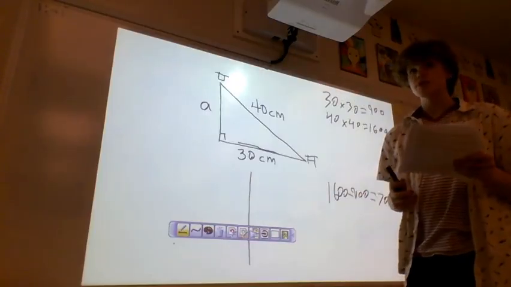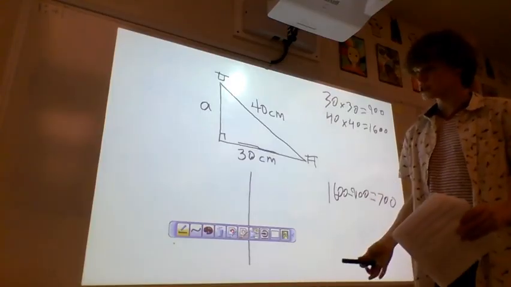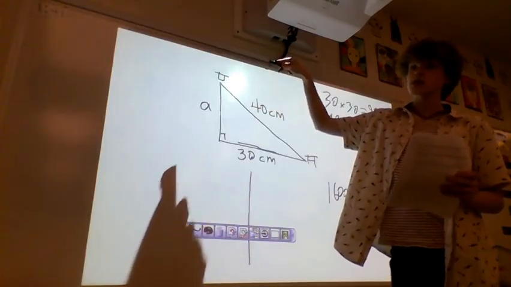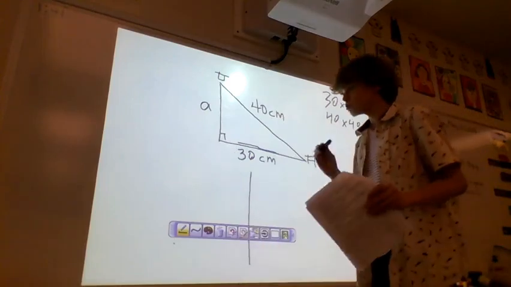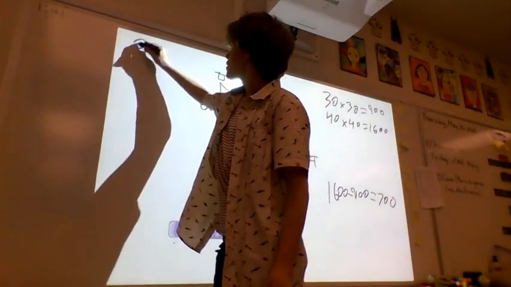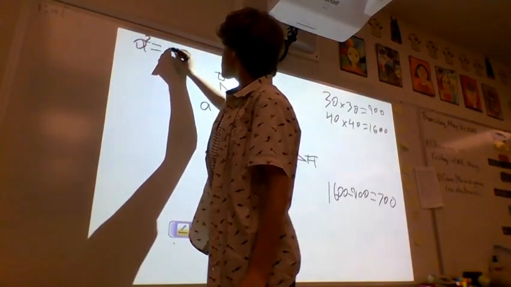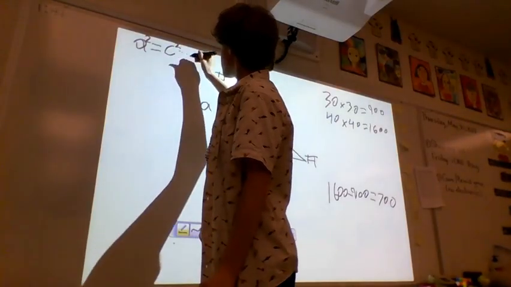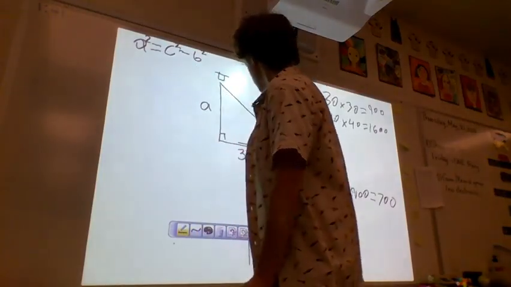But that's quite simple, because we are following the equation of the Pythagorean theorem, which is to find the length of one of the sides of the right triangle that isn't the slope. We use the equation a squared equals c squared, or the slope right here, minus b squared, which is the length right here.